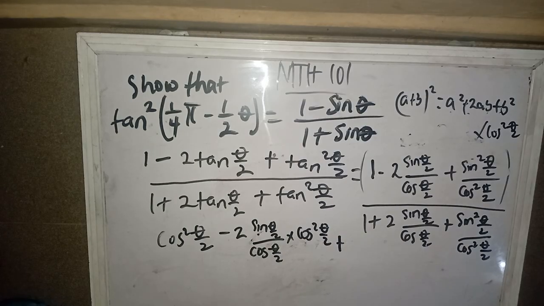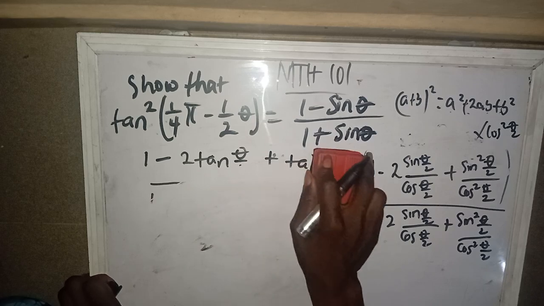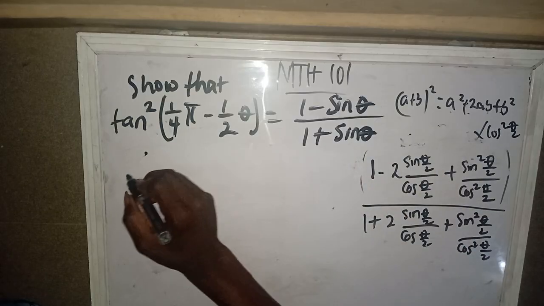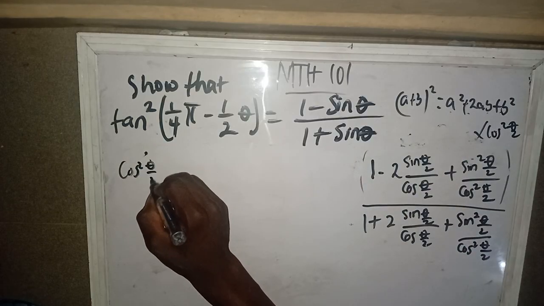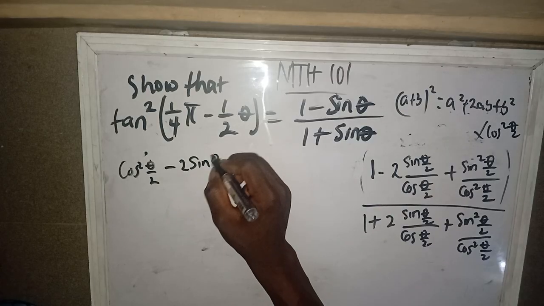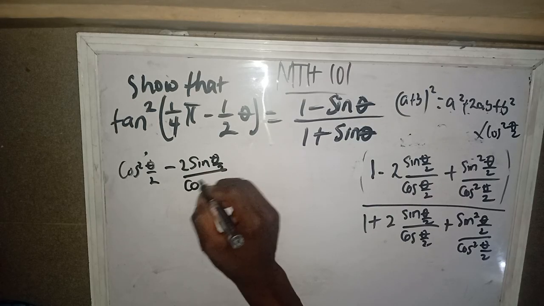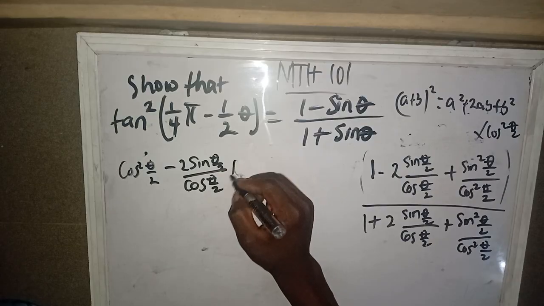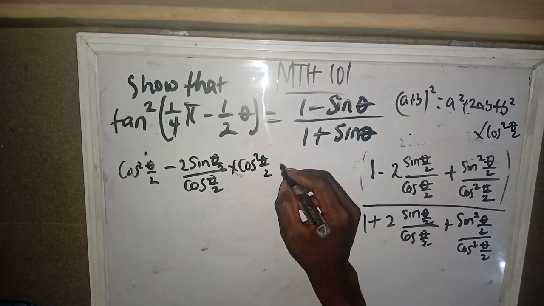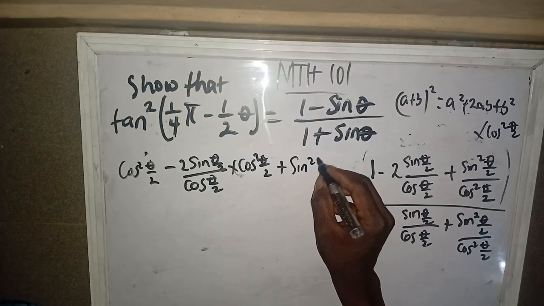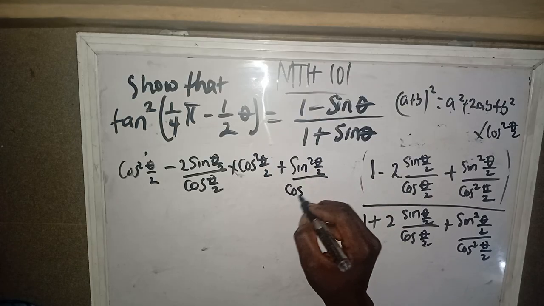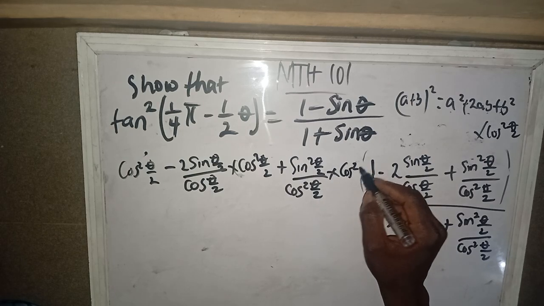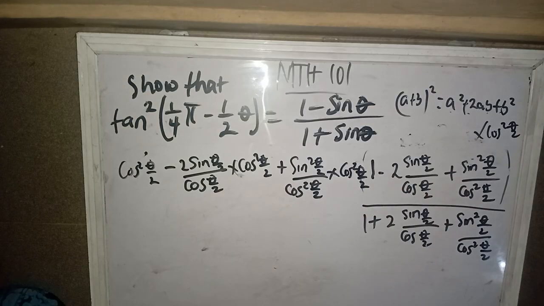Plus, let me write it somewhere. You are using everything to multiply cos square theta over 2. So 1 times cos square theta over 2, you have cos square theta over 2 minus 2 sin theta over 2 cos theta over 2 times cos square theta over 2 plus this one, sin square theta over 2 divided by cos square theta over 2 multiplied by cos square theta over 2. That's the numerator.